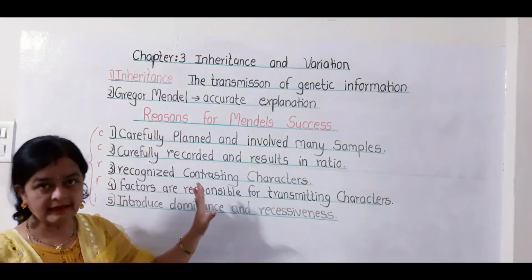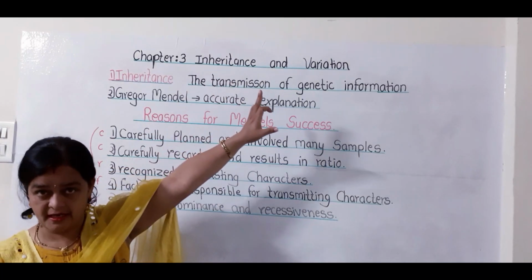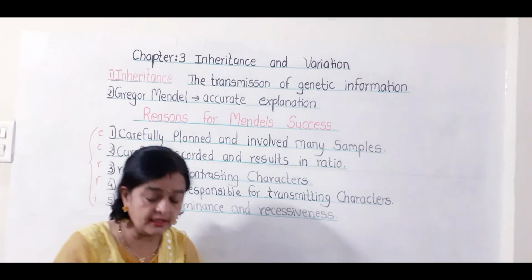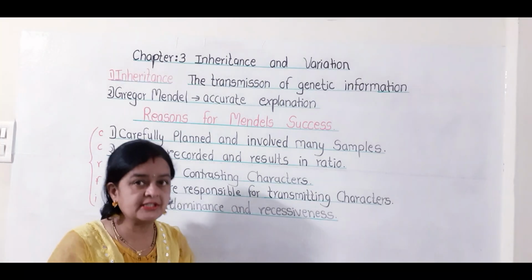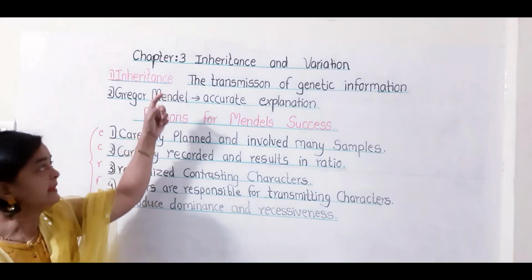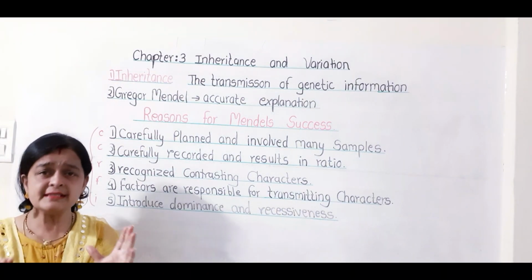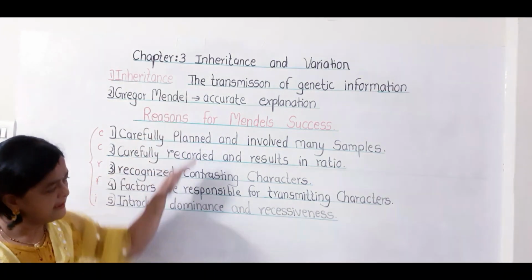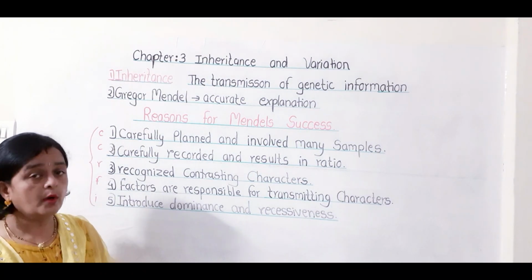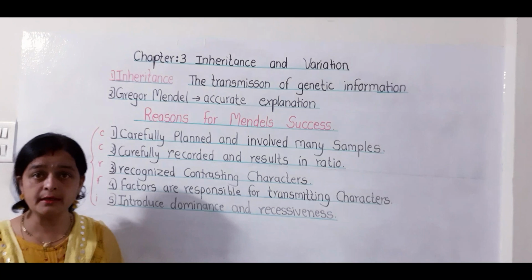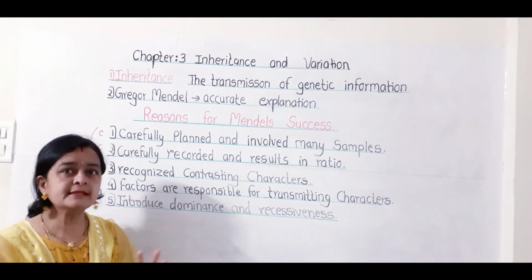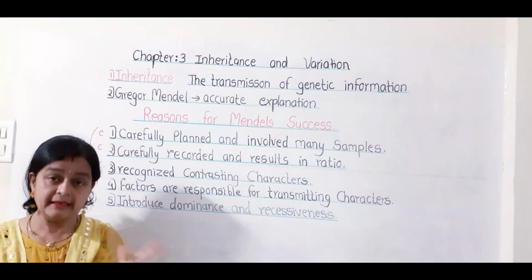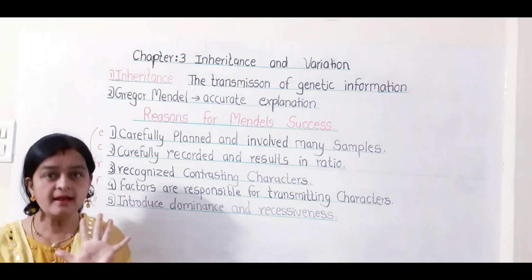So what are we studying? We are studying inheritance and variation. What is inheritance? Transfer of genetic information from one generation to the next generation is called inheritance. This term is properly explained by the scientist Gregor Mendel. Now we are going to study Gregor Mendel. Why did Gregor Mendel get tremendous success? Why did his experiments succeed? Actually many reasons are there, but here we are going to study 5 reasons.